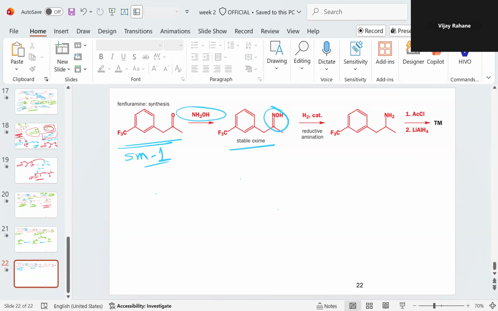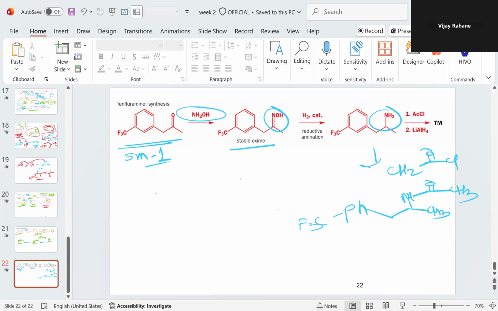So upon reduction of this oxime, we get the amine. Once we get the amine, we can add the acetyl chloride on this amine. So what we will get, this Ph I will draw directly, Ph with the CF3. Then we have the CH2, NH. So this will be CH3 like this, CH3, right?